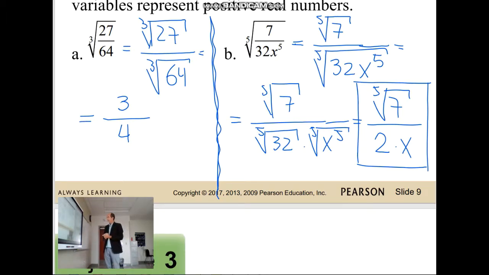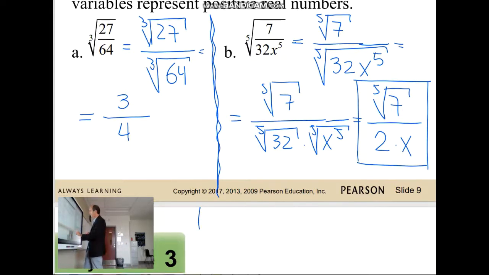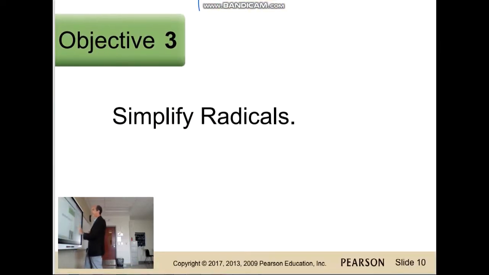That's it for this objective. Let's go ahead and move to the next objective, which is to simplify radicals.